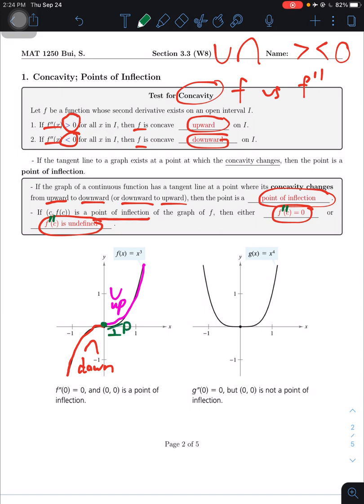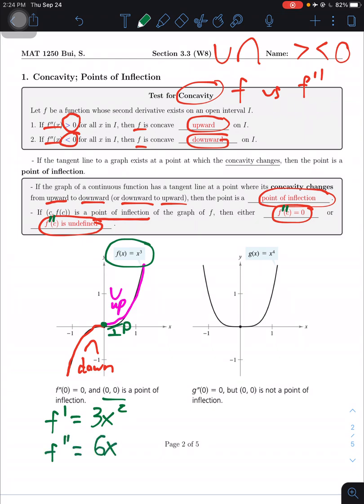And if you want, you can label it as (0, 0), because it's right at the origin. The reason is that if you take the second derivative of this function and set it equal to 0, you're going to get x equal to 0. Let me do it really quickly. The first derivative of this function, I hope everyone is comfortable with it by now, is 3x squared, and then the second derivative should be 6x.